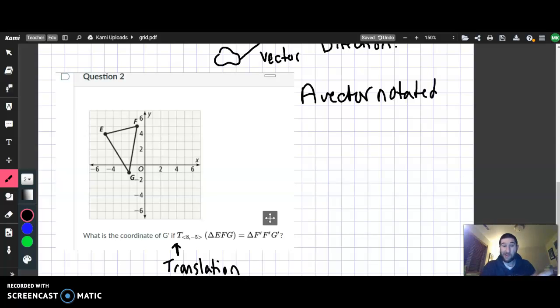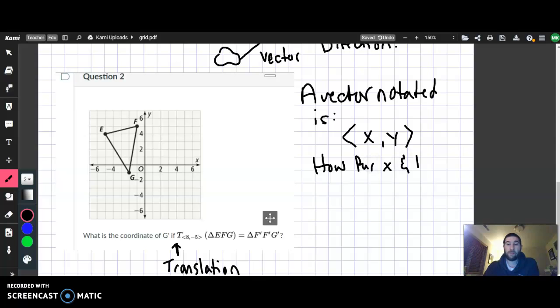So basically how they're written is with a pointy bracket, X, comma, Y, pointy bracket. So all that means is essentially how far on the X and how far on the Y.